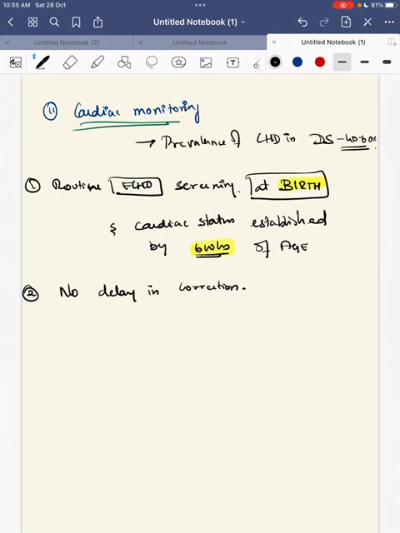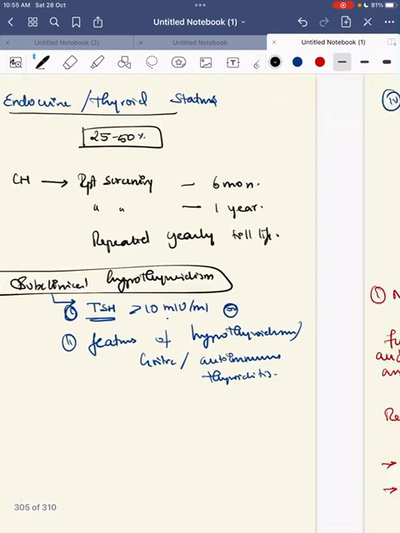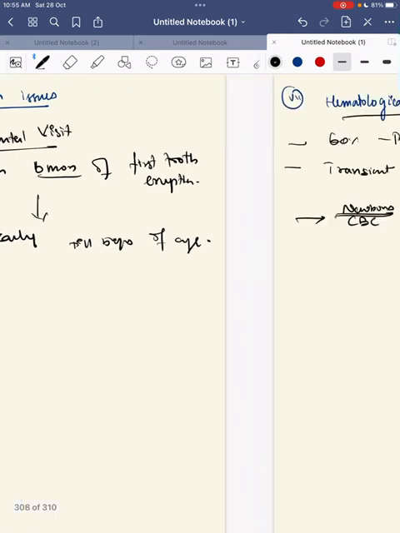I have left out neuropsychiatric problems or behaviors in a child with Down syndrome. I'll give it as a PDF in our Telegram group.